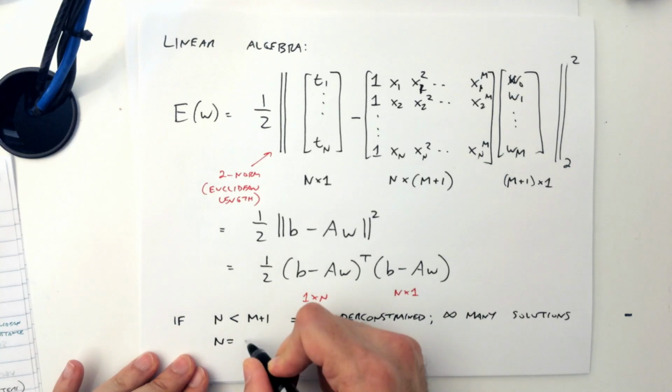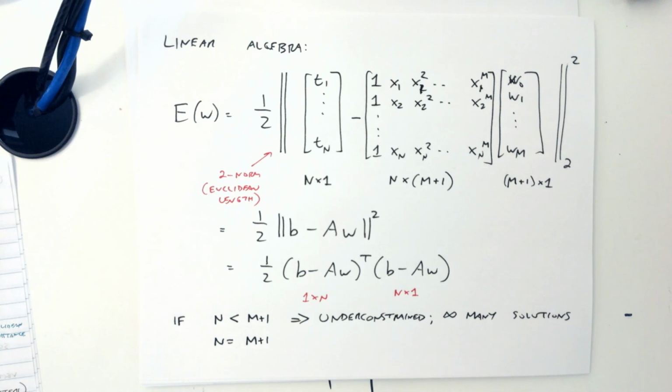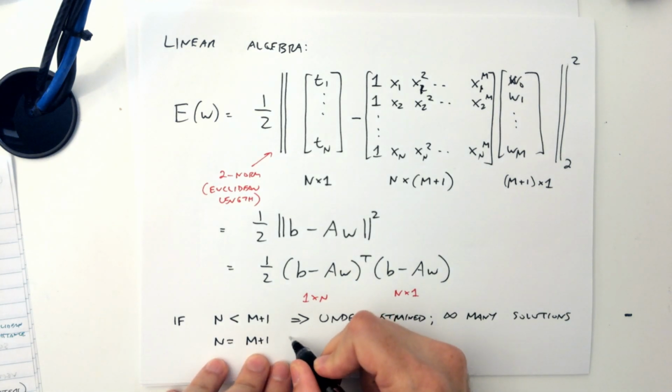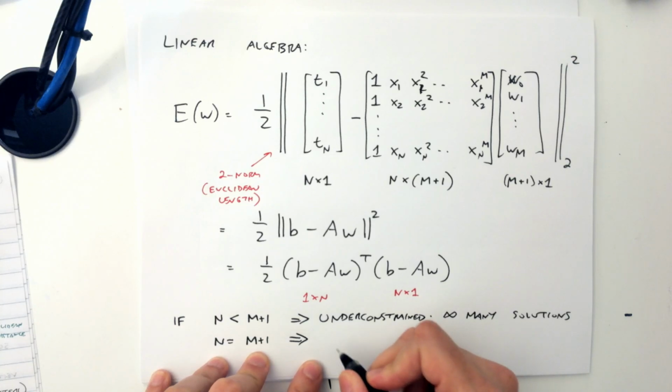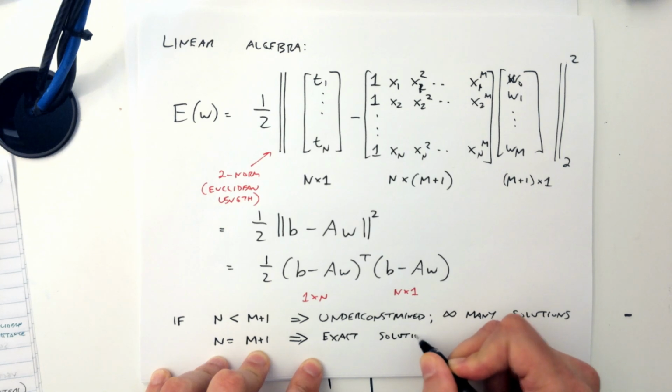If n is exactly equal to m plus 1, that means this matrix is square, and I should be able to solve this problem exactly in general. It is possible that there are dependent rows and things like that, but in the general case, when I have exactly as many parameters as data points, I can solve the problem with 0 error. That means the curve will go exactly through those points. So usually there is an exact solution.